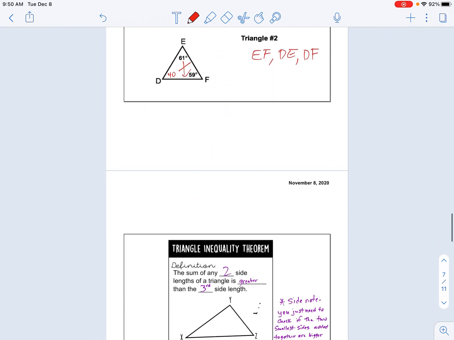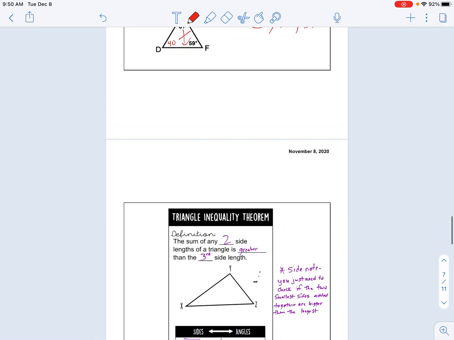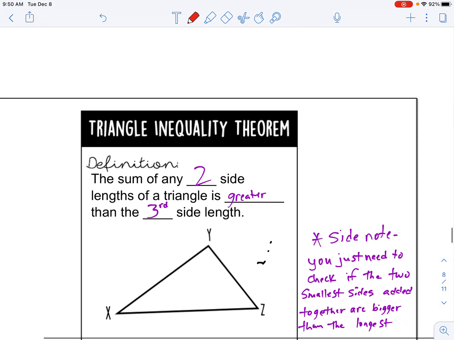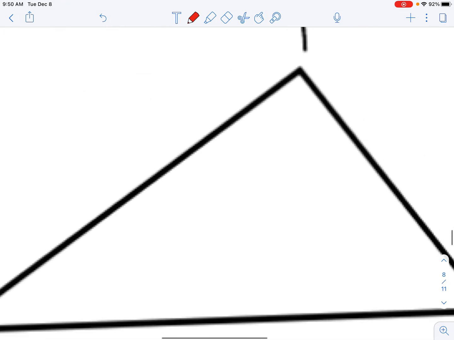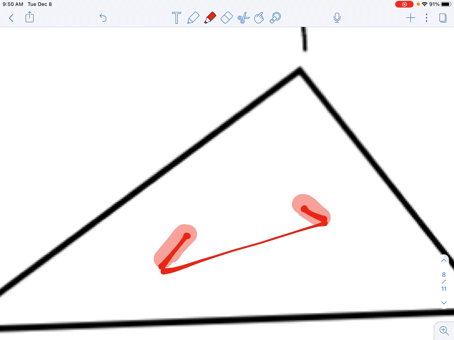Now, the triangle inequality theorem. The sum of two side lengths of a triangle is greater than the third side length, right? So can I take these three side lengths and put them together to form a triangle? The answer is no, right? No matter how hard I try, this little arm and this little arm are just not quite long enough to connect to make that third angle. Just is not going to happen.